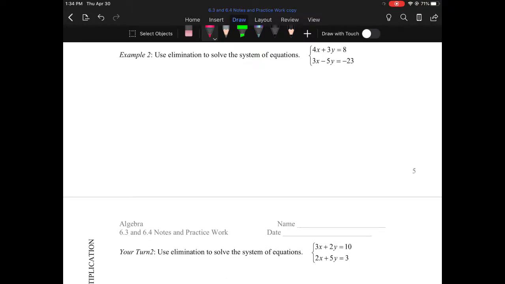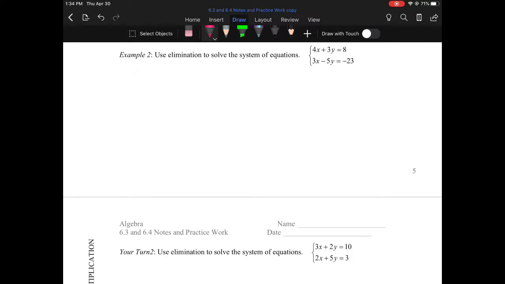All right, moving on to example 2. Let's always start by looking at our coefficients. We have 4 and 3, 3 and -5. None of them are the same, none are opposites, and none of them have a coefficient of 1. So therefore, we are going to have to multiply both equations.